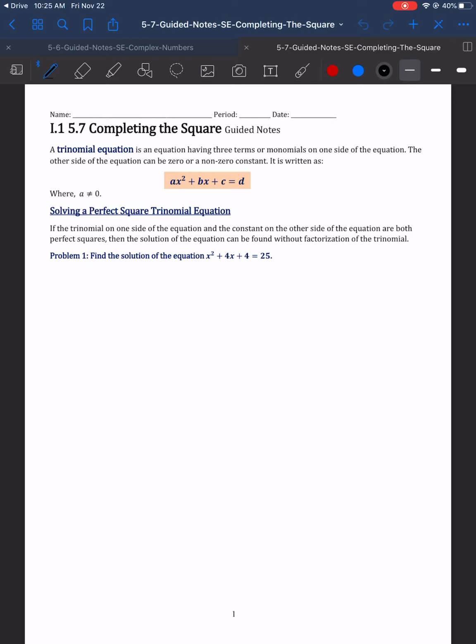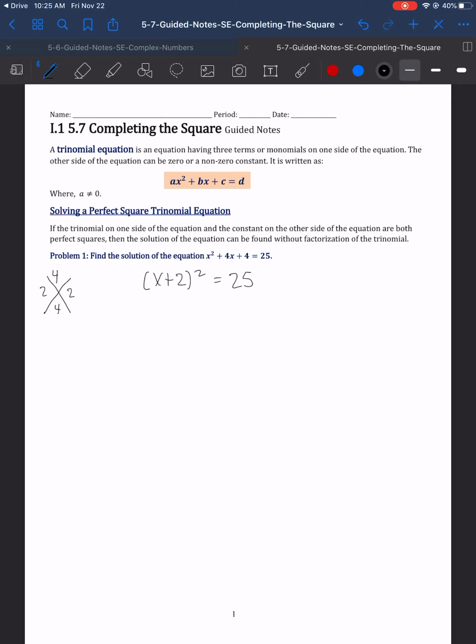So this first example, we're going to solve this perfect square trinomial. So we're going to have to factor first. So what multiplies to 4 and adds to 4? Well, 2 and 2. So it's x plus 2 squared equals 25.